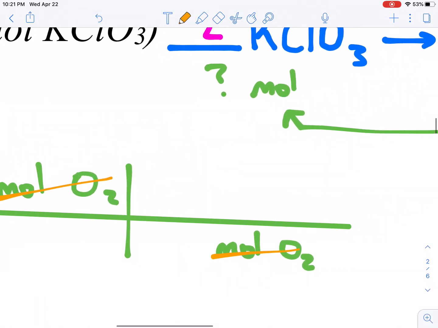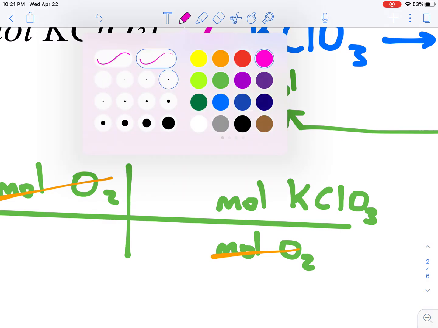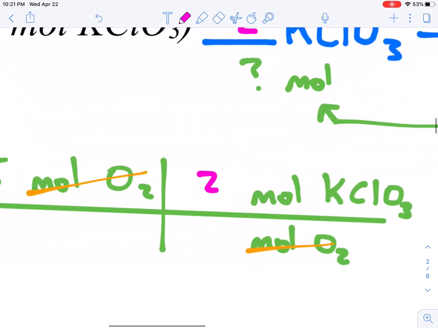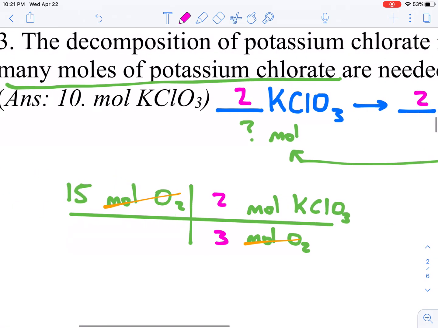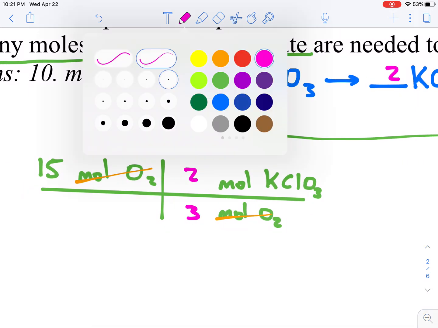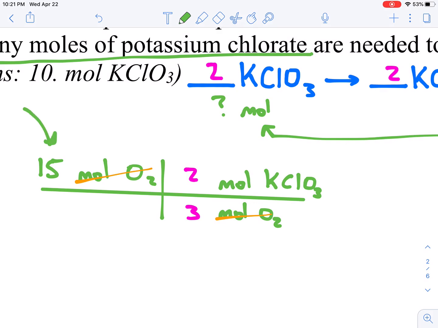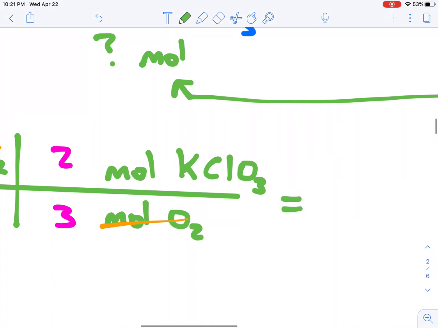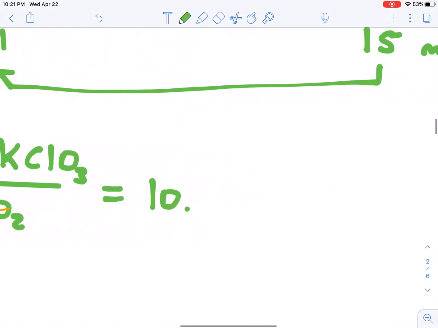We are ultimately trying to get to moles of KClO3 on top. Do we have numbers that could go in there? Of course we do. We have coefficients. There's a 2 in front of KClO3. There is a 3 in front of O2. So we have 15 times 2 is 30 over 3, but you'll notice that we started with 2 sig figs. So 30 over 3 is 10, but 2 sig figs with 10 can't just be 1, 0, right? Because that's 1 sig fig. 10 with a decimal point gives us our 2 sig figs, and we have moles of KClO3.